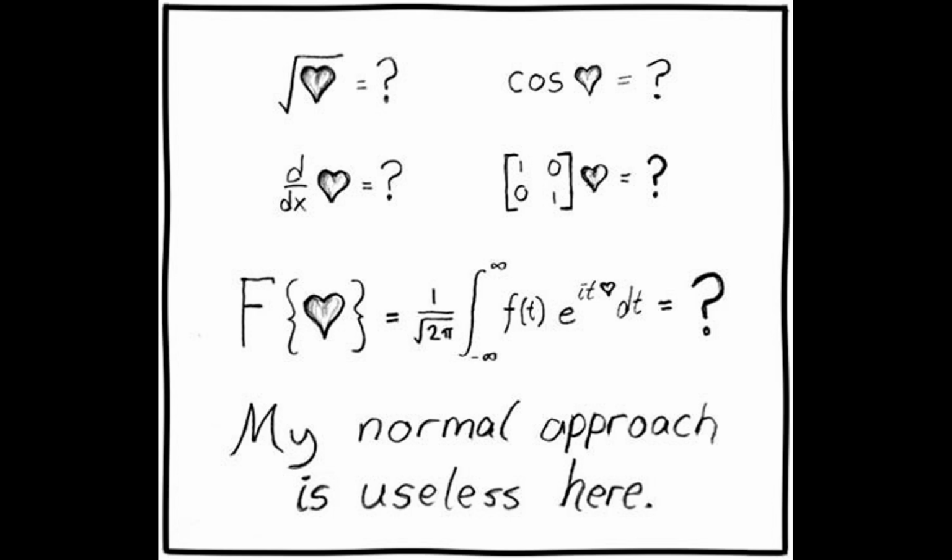From the top, moving left to right, he tries the square root of love, the cosine of love, and the derivative of love with respect to x. He then attempts to left multiply love by a 2x2 identity matrix, and finally he defines a function of love as a Fourier transform. These are all normal approaches to solving certain math problems.